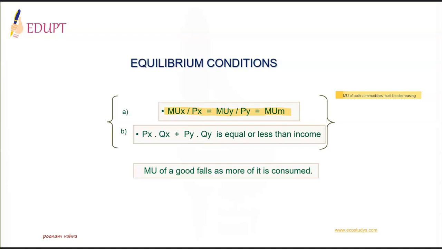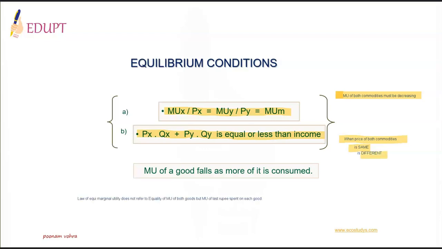The next condition is that expenditure incurred on X, that is Px into Qx, plus expenditure incurred on Y, that is Py into Qy, is equal or less than income. One has to take note of the fact that these conditions remain same in both the cases, that is when price of both commodities is same and when price of both commodities is different.